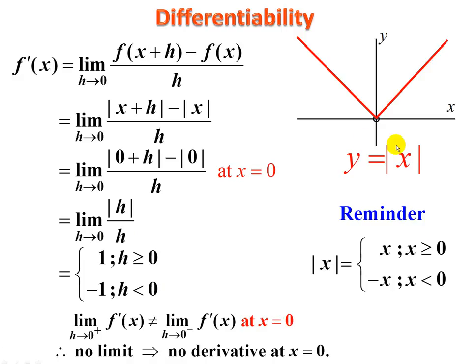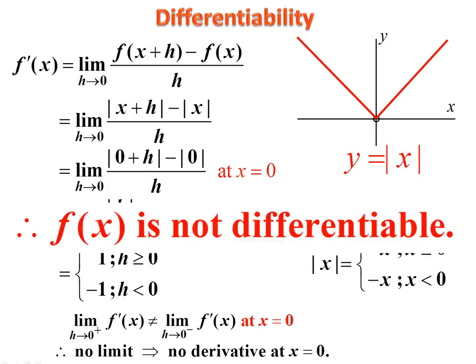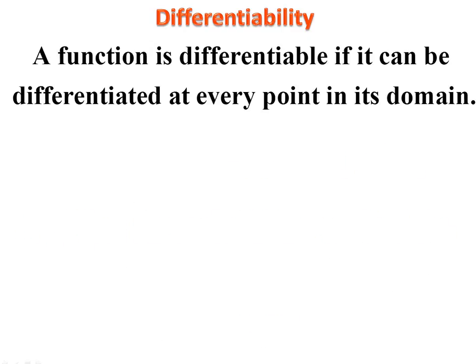Because what do we take? Do we take the left or the right? We don't know. So therefore that's the case. Therefore f of x is not differentiable at x equals 0. So a function is differentiable if it can be differentiated at every point in its domain. Let's just be a bit more particular and say it is differentiable if it can be differentiated at every point within the extremes of its domain.